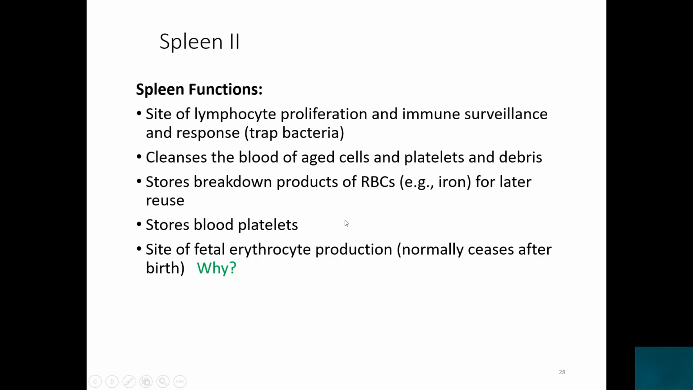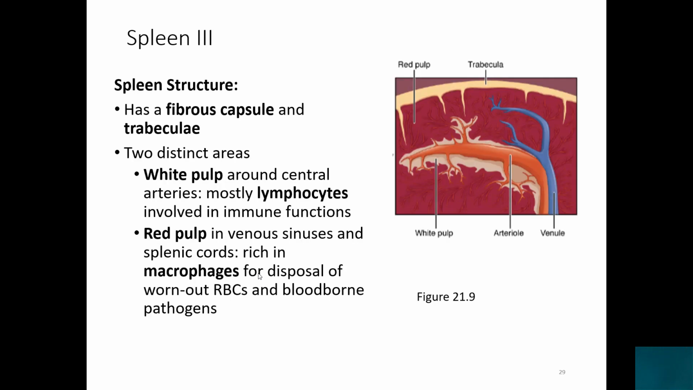Usually they live for up to 4 months, 3-4 months, and after that they break in the spleen, and those breakdown products, like iron for example, can be stored in the spleen for a while and reused later. Also, it's a site of blood platelets storage. And in a fetus, before the fetus is born and becomes a baby, erythrocytes, red blood cells, are made in the spleen, which stops after the birth. Can you answer why? Think about it, please.